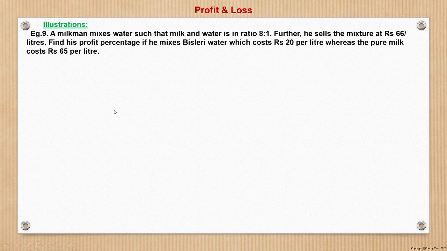Here, question number 9 says a milkman mixes water such that milk and water is in ratio 8:1. Further, he sells the mixture at rupees 66 per liter. Find his profit percentage if he mixes Bisleri water which costs rupees 20 per liter, whereas the pure milk costs rupees 65 per liter.